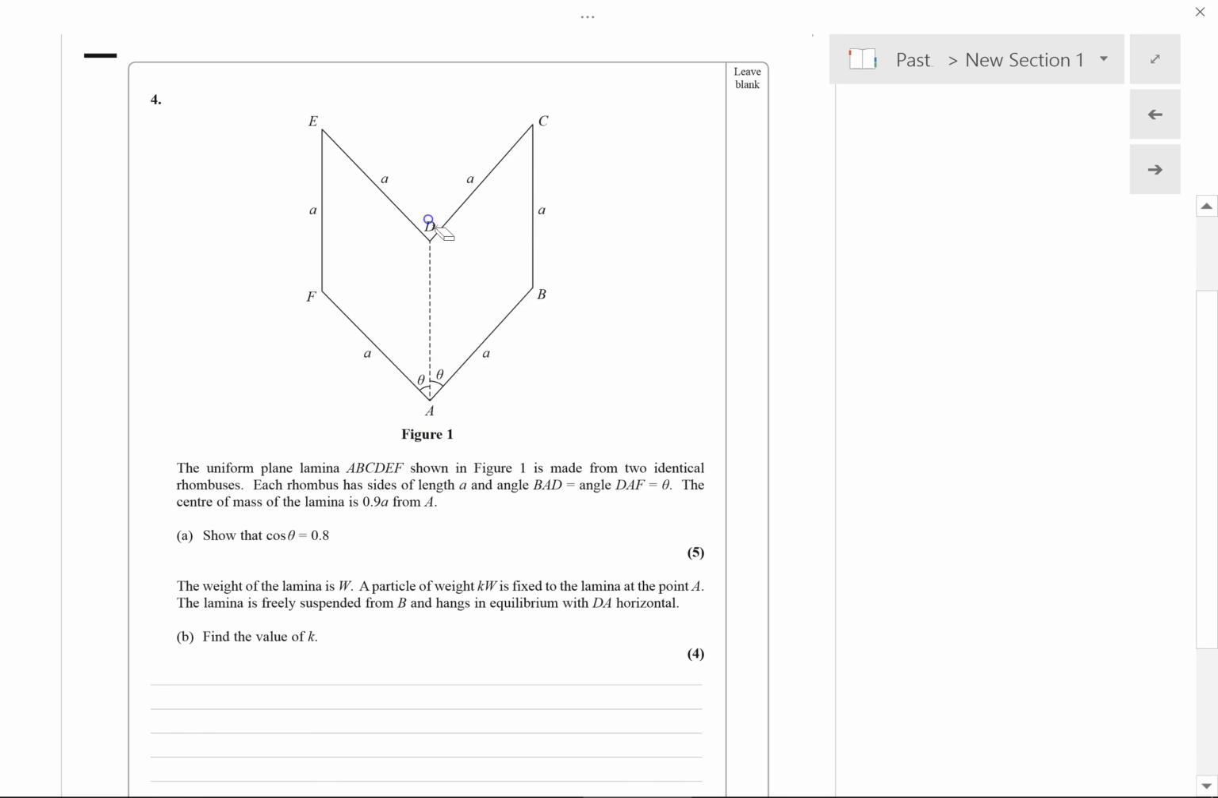Actually fine, but a slightly longer way of doing it. The way I'm going to do it here is actually how the mark scheme implies as well: the centre of mass will be halfway along this line, won't it? Because we can see that it would be halfway along there if we move that point across. That makes sense.